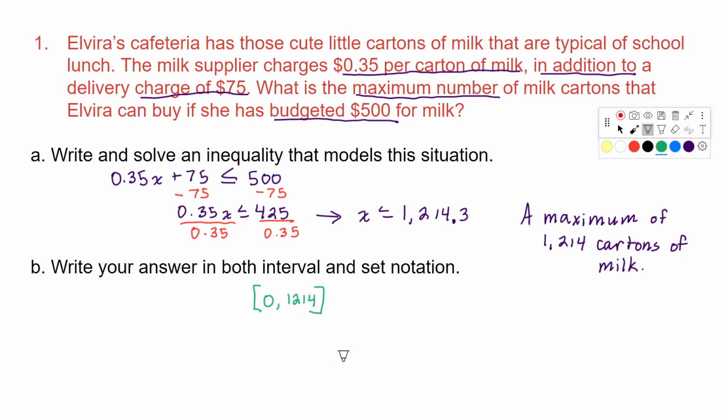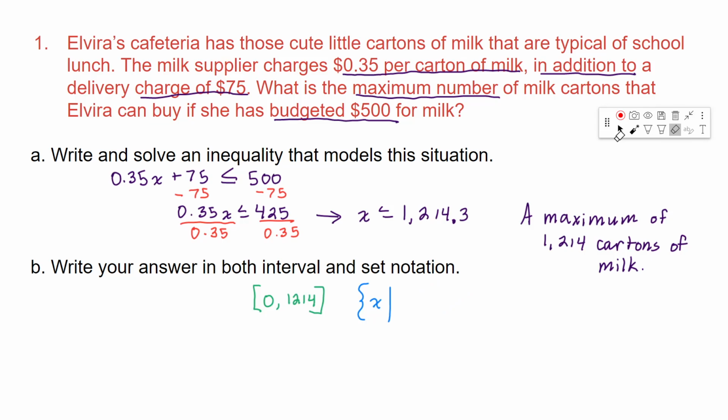Set notation. This is where we use the fancy bracket, and we're going to say x such that. The vertical bar means such that. And then we're going to write the inequality that works for this. So x is less than or equal to 1,000. Actually, I can't just say less than, because I would end up including the negative value.